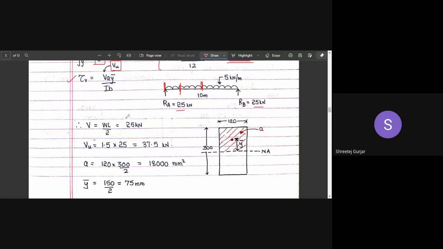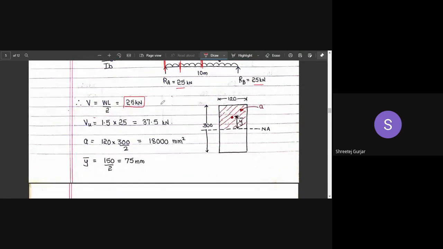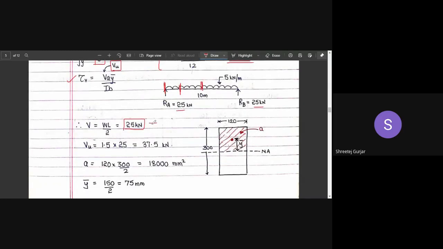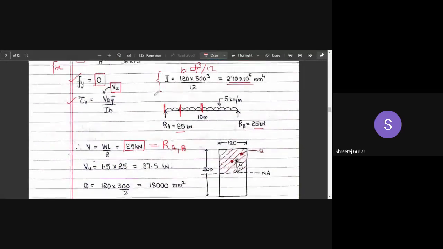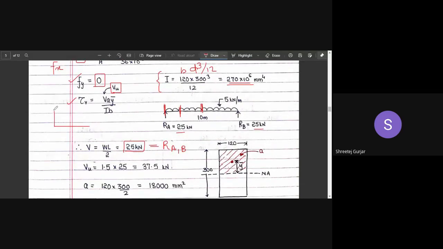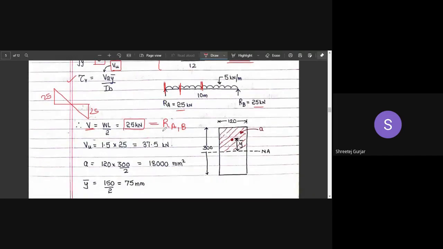So at the support, this is a reaction, that is WL by 2, 25 kilonewton. We have calculated that, no problem. This is nothing but V, your reaction at the support. It can be at A or at B. Both the reactions are 25. In the shear force diagram, it is 25, then it goes down, and again it will be 25 over here. So at the support, the shear force is nothing but the reaction. So 25 kilonewton is V that we have to consider.